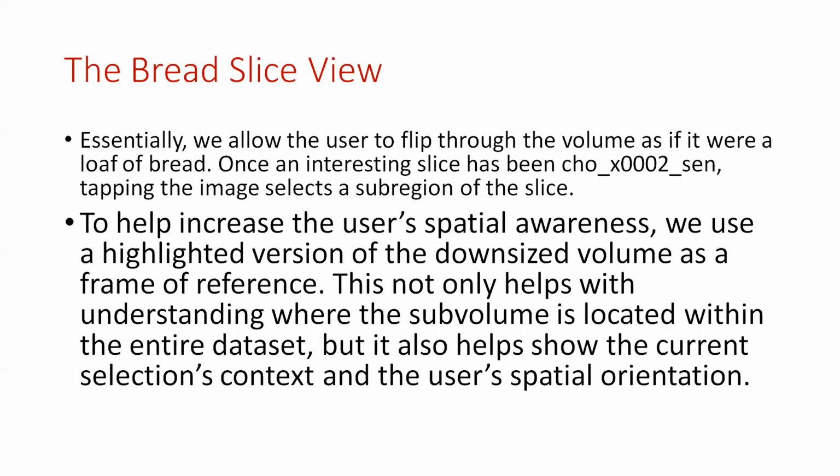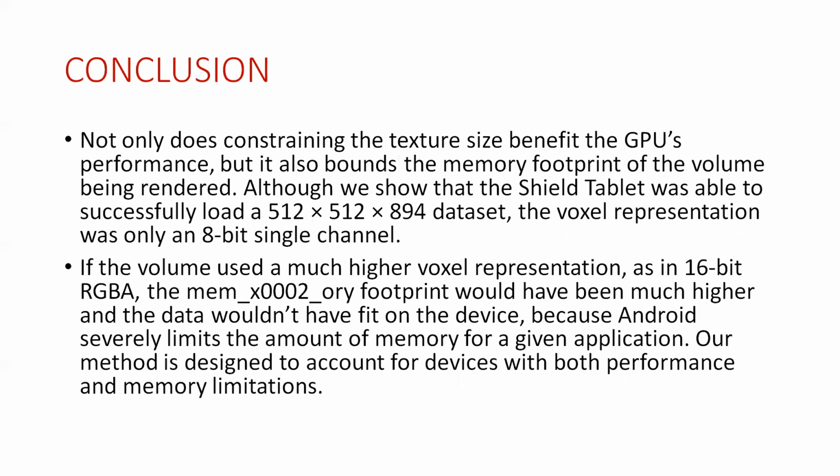Next, the bread slice view. Essentially, we allow the user to flip through the volume as if it were a loaf of bread. Once an interesting slice has been chosen, tapping the image selects a sub-region of the slice. To help increase the user's spatial awareness, we use a highlighted version of the downsized volume as a frame of reference. This not only helps with understanding where the subvolume is located within the entire dataset, but it also helps show the correct selection's context and the user's spatial orientation.